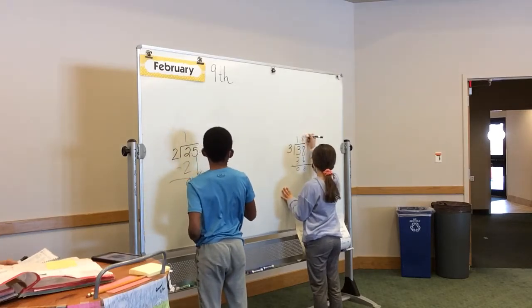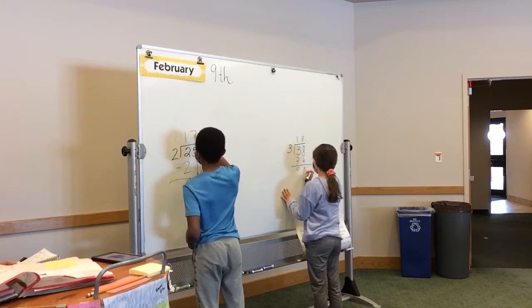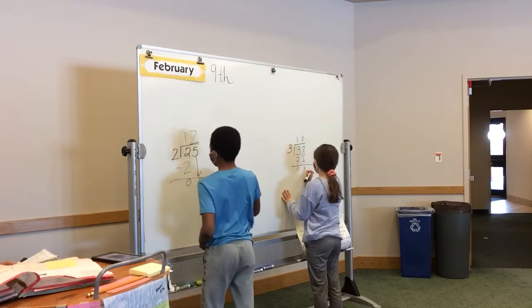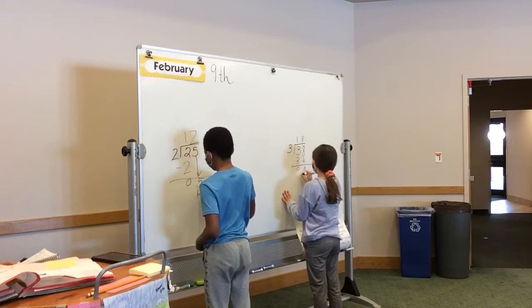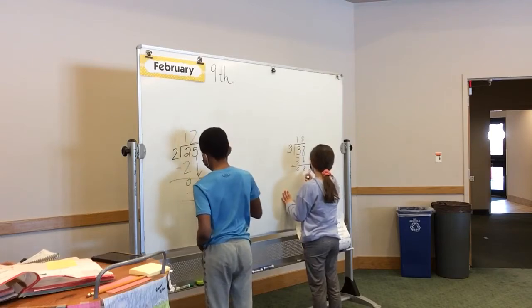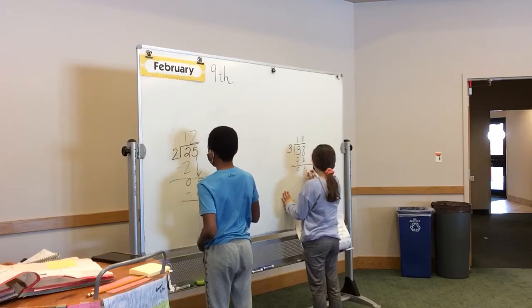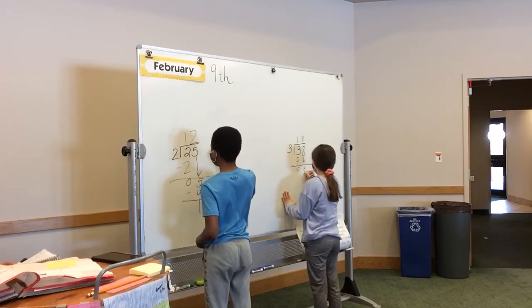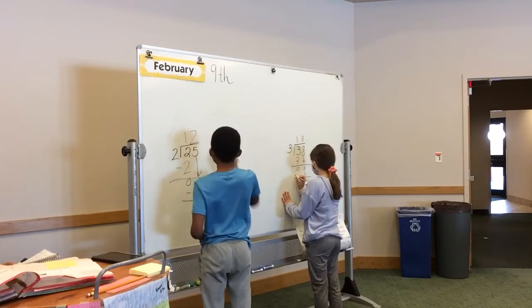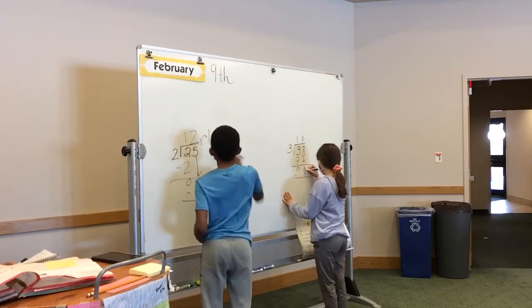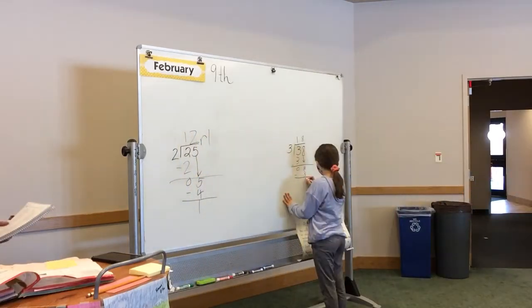How many times does 2 go into 5? There you go. 2 times 2. There you go. Can 2 go into 1? Nope. So where's that 1 going to go? Beautiful. Awesome. Good job, bud.